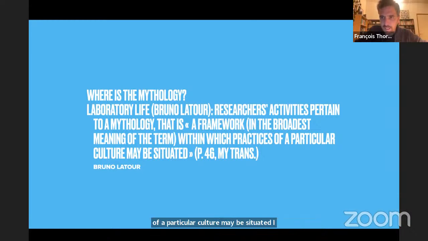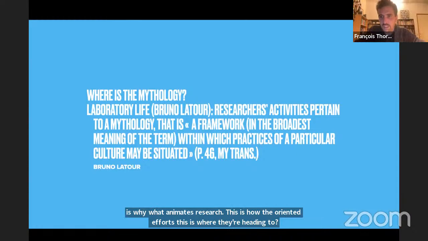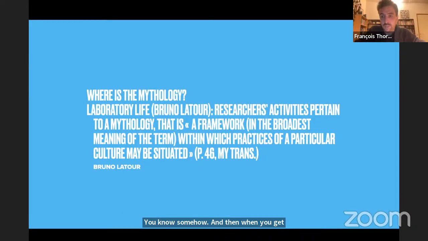At the end of that IMEC intervention, I really was thinking about this market-driven research in terms of a methodology. This is what animates researchers. This is how they orient the efforts. This is where they're heading to, somehow. And when you get in the way with a cell culture that keeps on failing, you're failing not only yourself as a scientist, you're also failing the market prospects and whatever could be used for your research and whatever outcomes might get out of it.